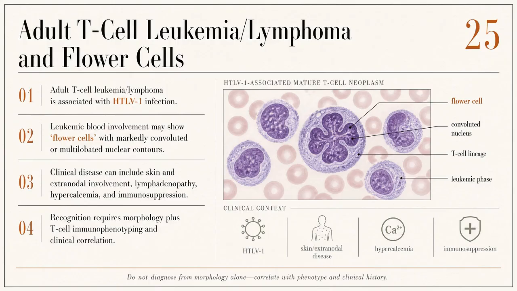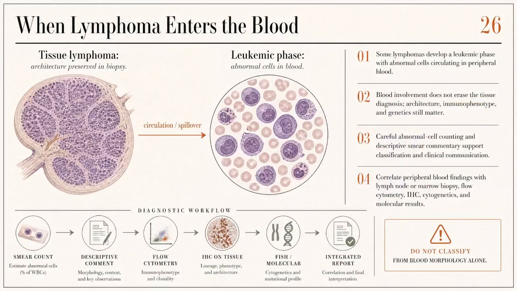Next, we will explore the leukemic phases of other lymphomas and the diagnostic challenges they present in peripheral blood evaluation. As we transition to the topic of lymphoma entering the blood, it is essential to appreciate the diagnostic complexities that arise when malignant lymphoid cells spill over from their usual tissue compartments into the peripheral circulation. This phenomenon, often referred to as the leukemic phase of lymphoma, represents a critical juncture in patient evaluation and management, demanding a nuanced understanding of pathology, histology, and laboratory techniques from the histotechnologist's perspective.